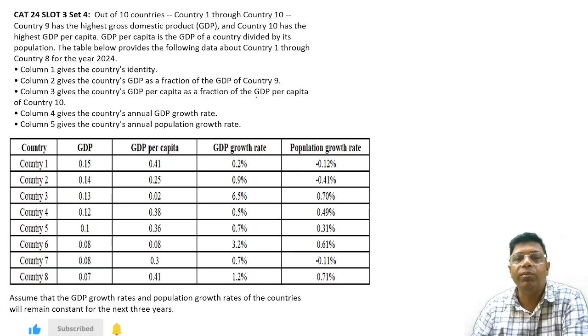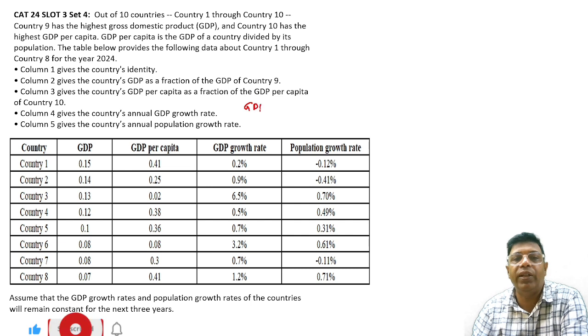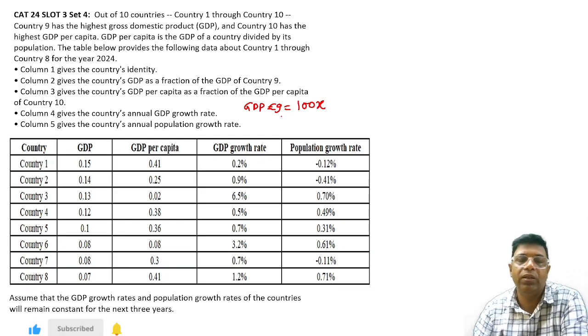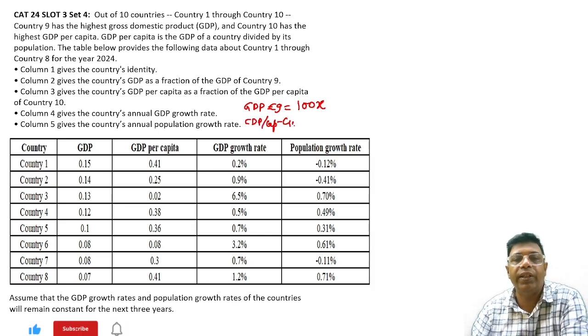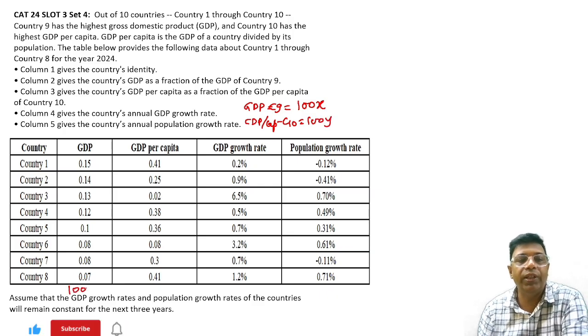So let us assume that GDP of country 9 is 100x, or you can take 100 also, but 100x would be a better way of doing it. And column 3 gives the country's GDP per capita as a fraction of the GDP per capita of country 10. So let us take GDP per capita of C10 as 100y. So I think the base of GDP is 100x, and the base of this is 100y.